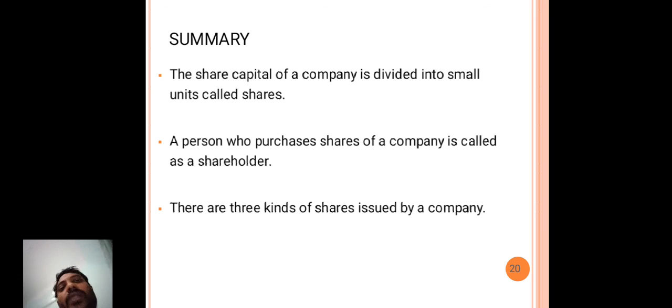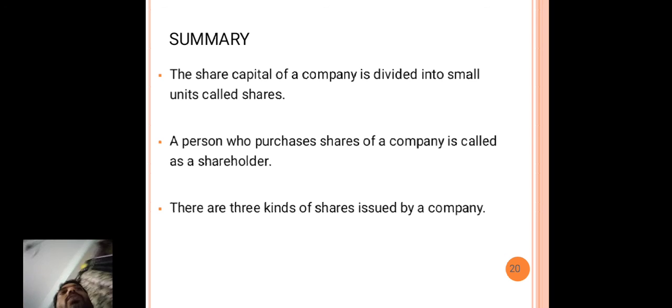And in today's class, I have explained what is a deferred share, what is an equity share, the most important type of share, what is a preference share, and the differences between deferred share, equity share, and preference shares. The main points we have to remember are equity share and preference shares. And there are other types of shares available in preference shares.